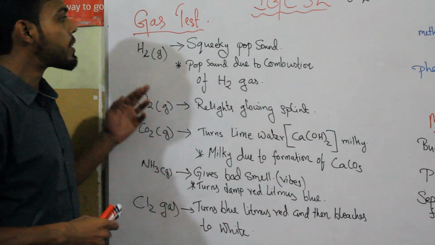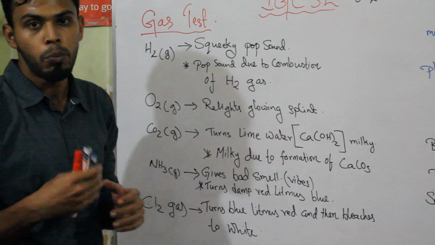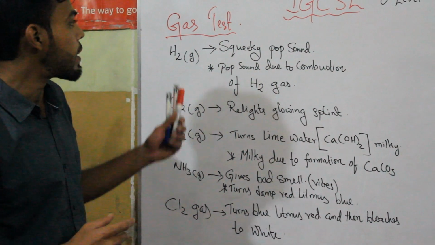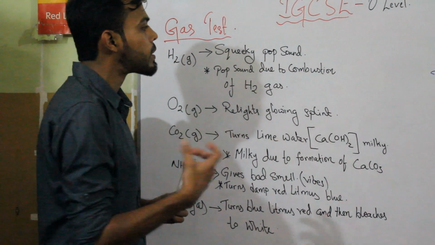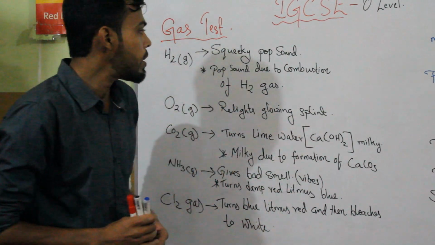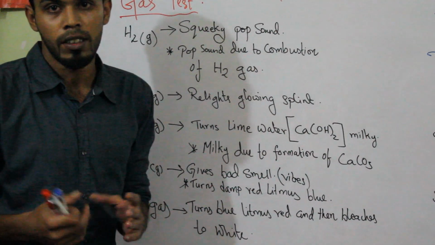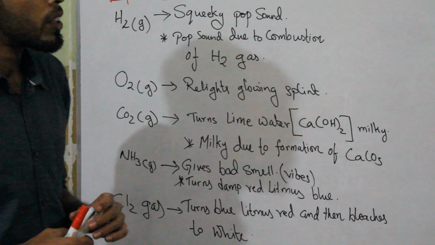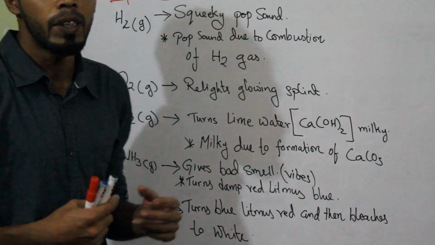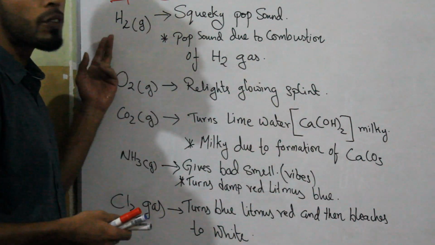Now hydrogen gas, এটা তোমরা সবাই জানো, it's very easy. Squeaky pop sound দিবে, pop sound হবে. If there is hydrogen in the test tube, it will provide a squeaky pop sound. Now what is that pop sound? Why does it come? The pop sound is due to the combustion of hydrogen gas. As we know, hydrogen is a highly combustible gas. So the hydrogen molecules burn, because of which the squeaky pop sound appears. All right, this is for hydrogen.